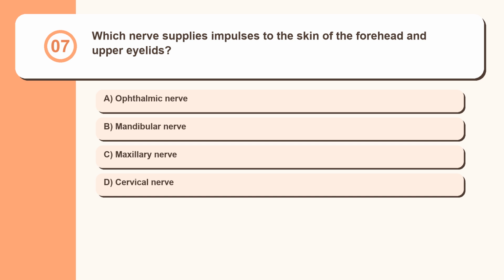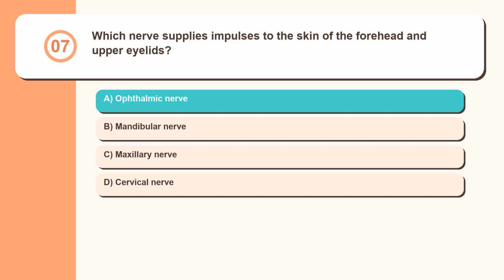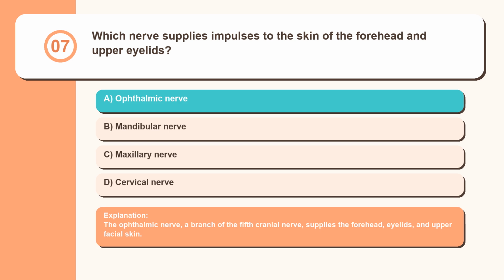Question 7. Which nerve supplies impulses to the skin of the forehead and upper eyelids? Ophthalmic nerve, mandibular nerve, maxillary nerve, cervical nerve. The ophthalmic nerve, a branch of the fifth cranial nerve, supplies the forehead, eyelids, and upper facial skin.